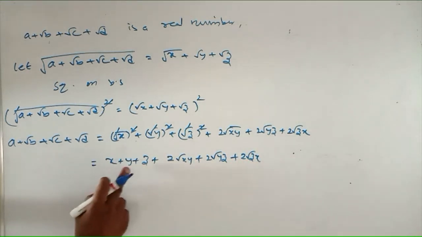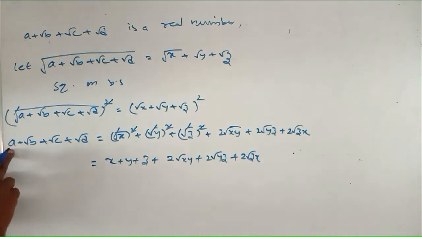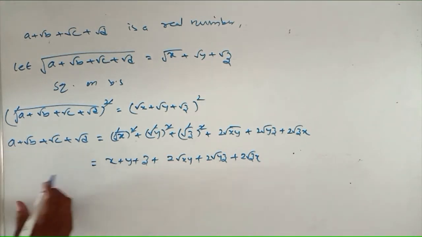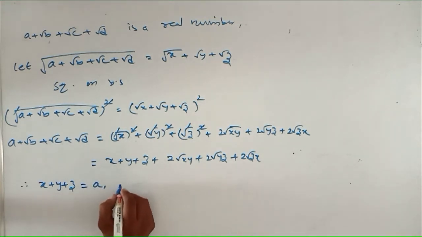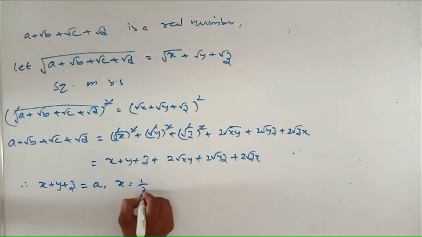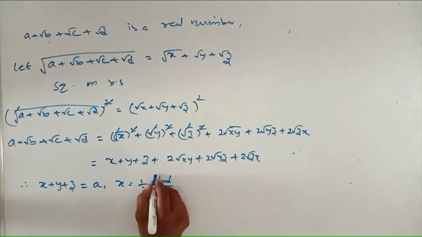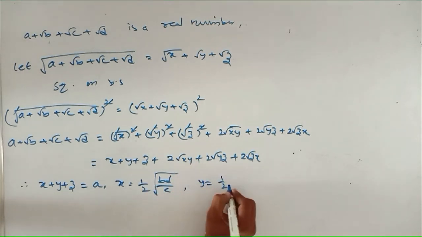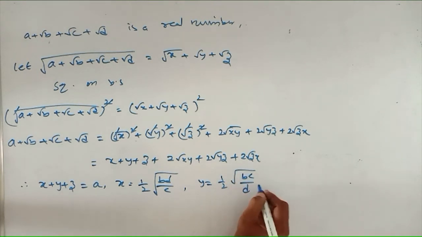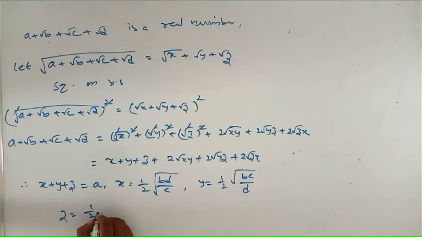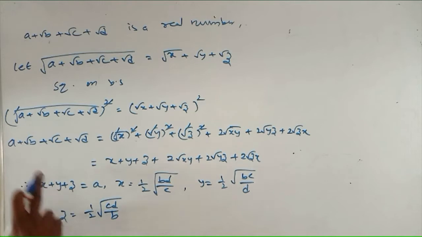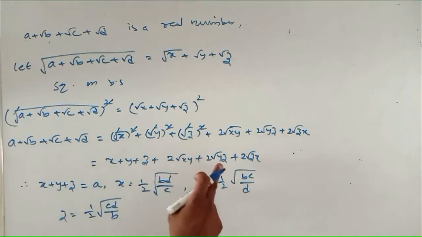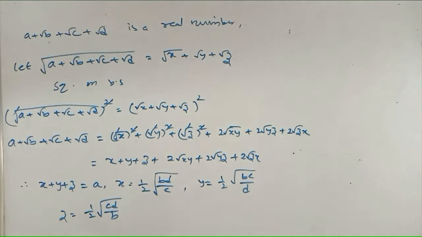Now here x plus y plus z is a rational number, and a is not having any root, and x plus y plus z is not having any root. Therefore, by simplification and by comparison, x plus y plus z is equal to a, and x is equal to 1 by 2 of root bd by c, y is equal to 1 by 2 into square root of bc by d, and z is equal to 1 by 2 of square root of cd by b. After simplification we are going to get all these three values. So here xy is equal to root b.